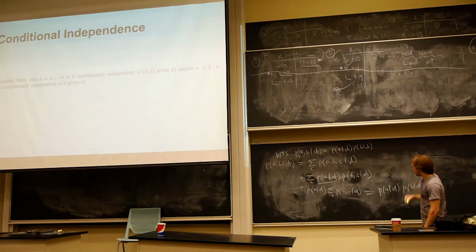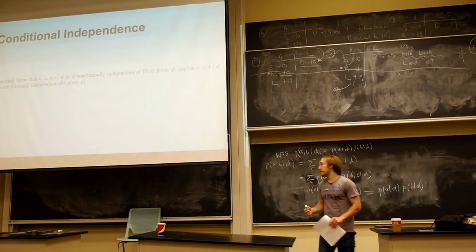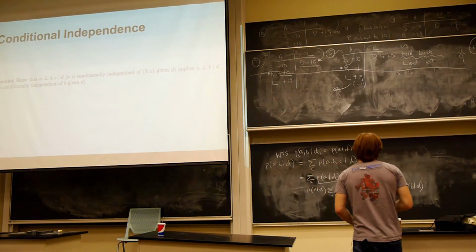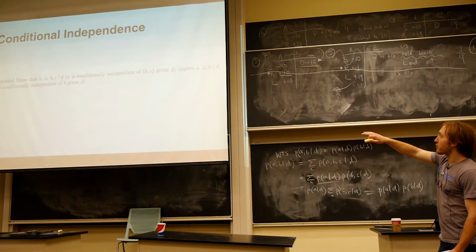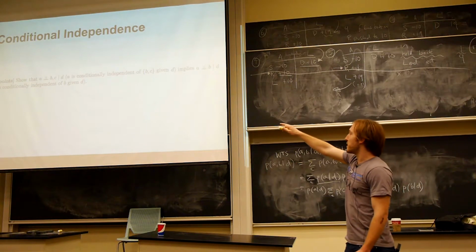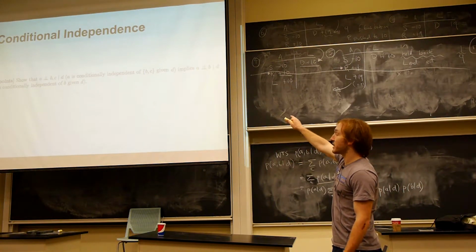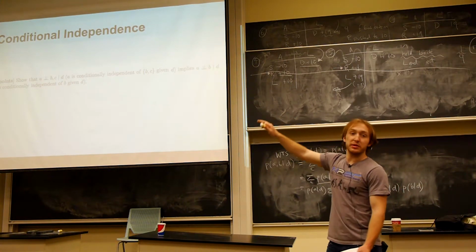Cool. So this is how you show that. Just looking at it intuitively, it's kind of useful to know this: if one random variable is conditionally independent of, say, 2 others, then that means it's conditionally independent of either of them separately. Okay.